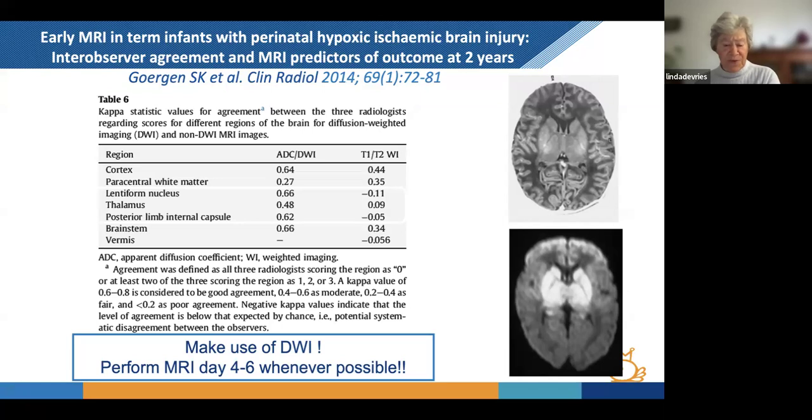So now most of us recommend to perform your MRI day 4 to 6 after rewarming when you still have access to your diffusion weighted imaging, because it's important to know that by the end of the first week, you get what is called pseudo-normalization. So you lose these white areas at the end of the first week. So it's really a measure of acute injury.